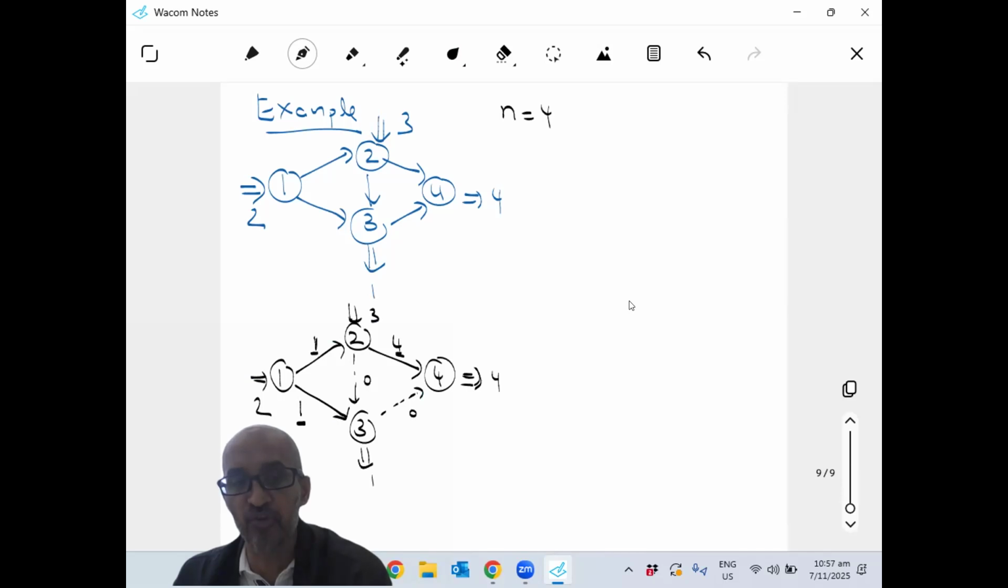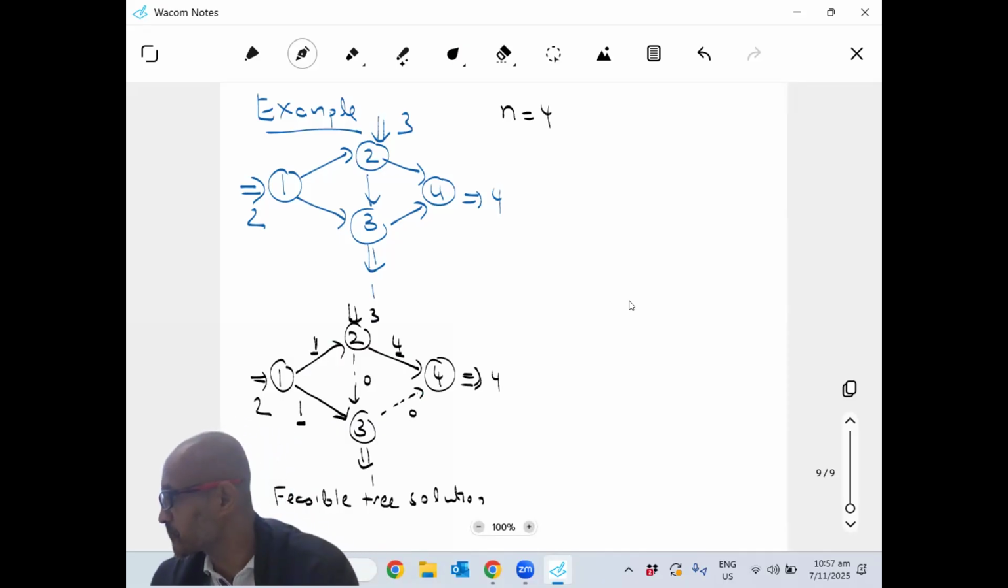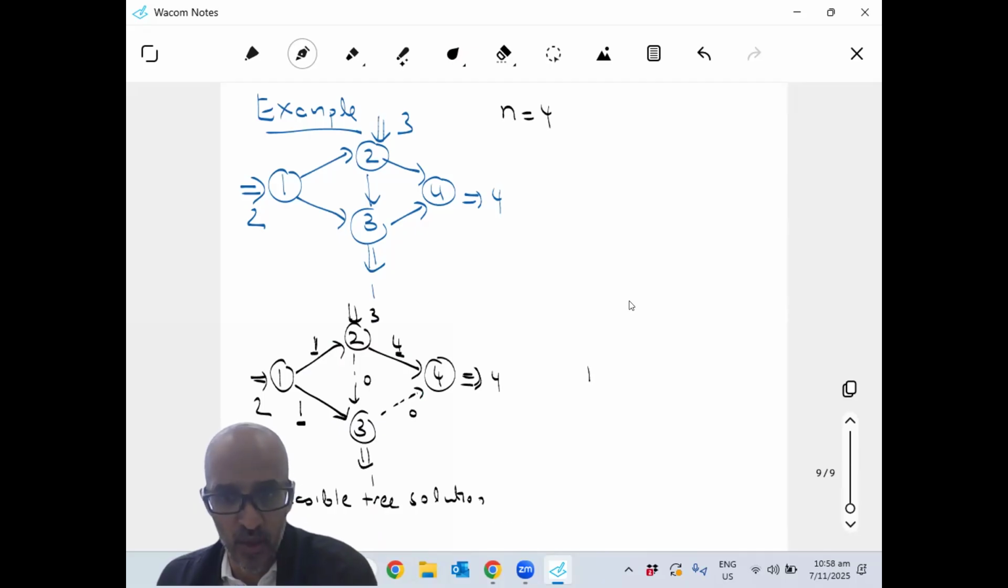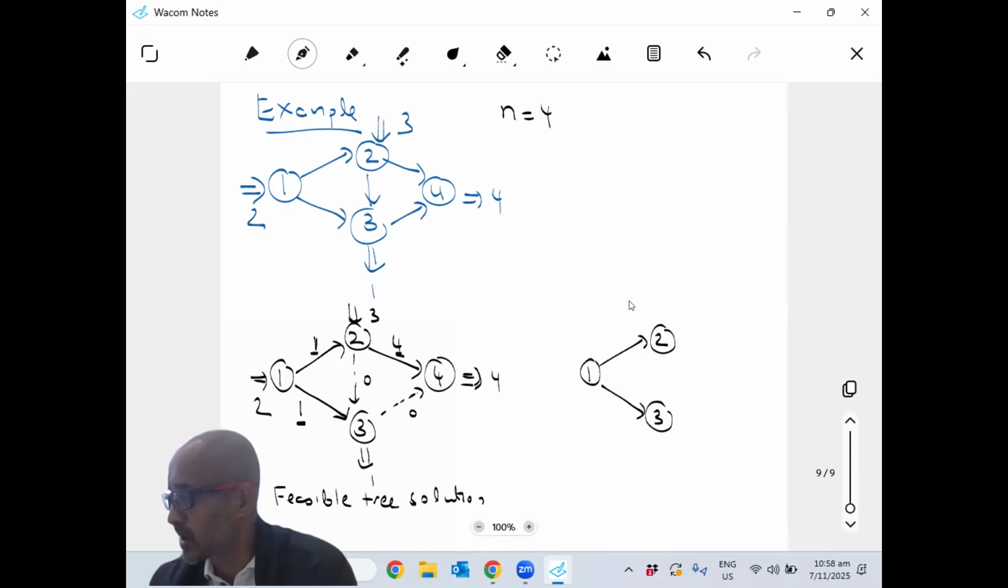This is a feasible tree solution. Why? The flows are only on the edges of a tree and everything is non-negative. Let's take a different tree. There are other trees you can create in this graph. Let's take the following tree. Let's take maybe 1, 2, maybe 3, maybe 4.